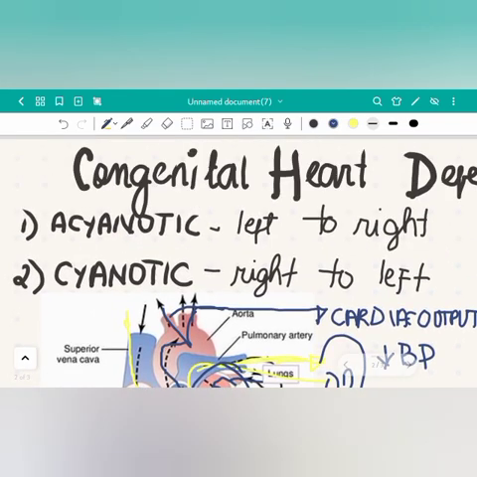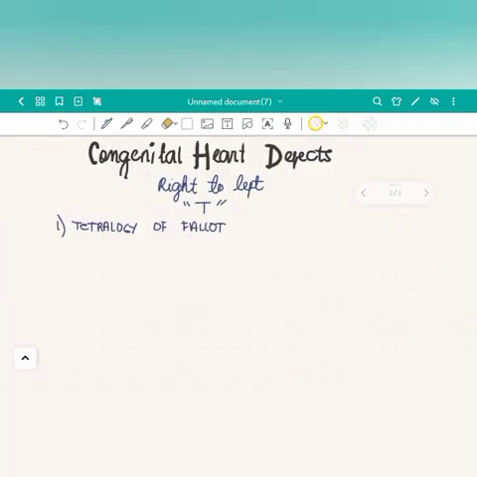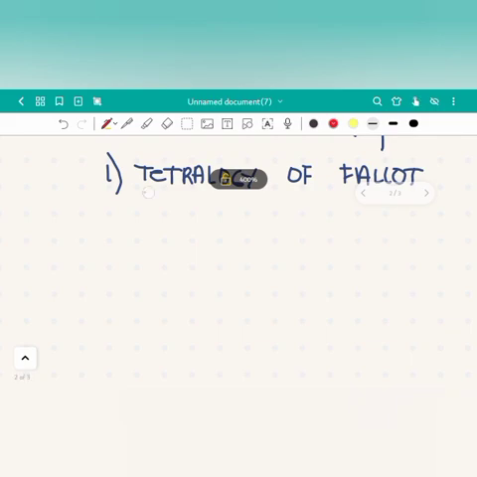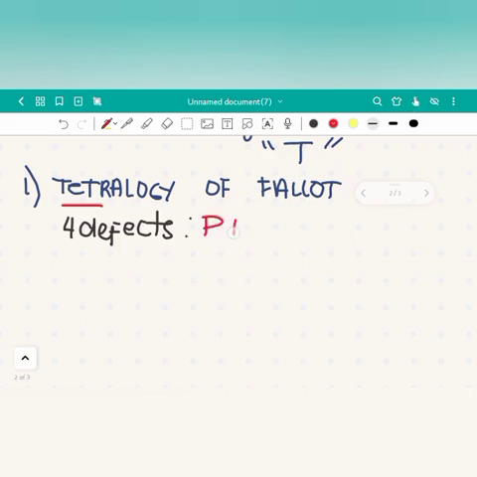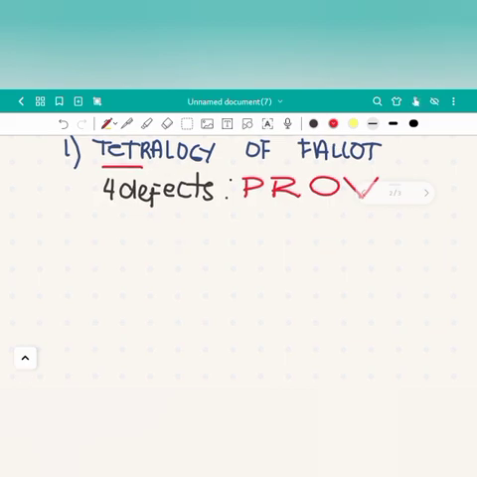So now we will start with the right to left disorders of the congenital heart defects. All the right to left defects start with the letter T. So let's start with the first defect, which is the tetralogy of Fallot. Tetra means there are 4 defects here. So, for us to remember, let's remember the word PROV. P-R-O-V. P stands for pulmonary stenosis.